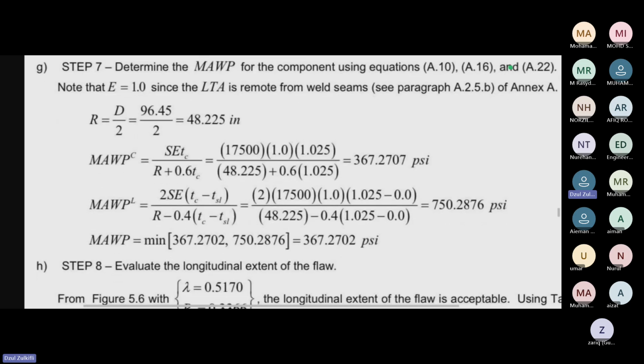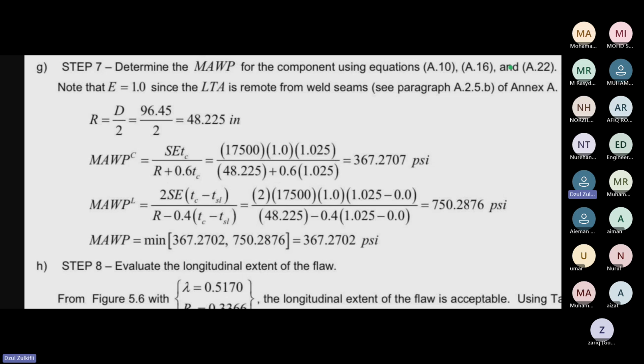Okay. Step 7 is basically just a back calculation of the PR over SE calculation. If you look at this MAWP, it's basically dia substitute P dengan T. Now dia jadi SET bahagi R tambah 0.6T. Okay.